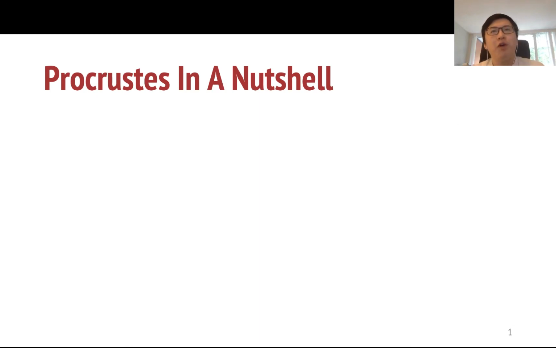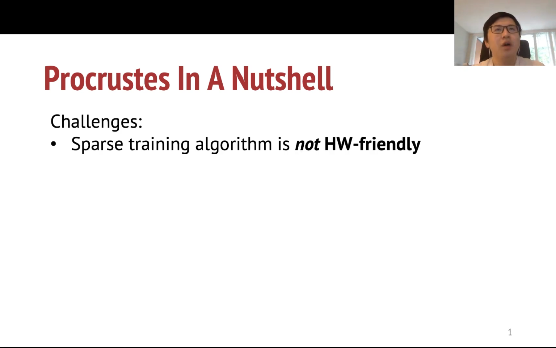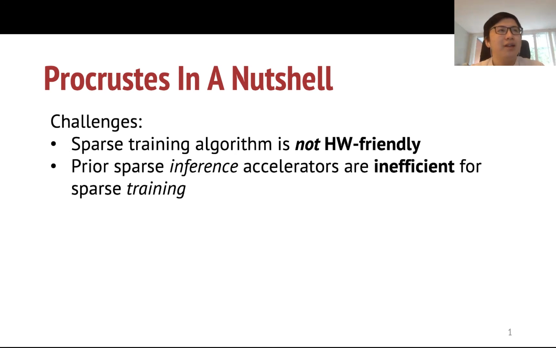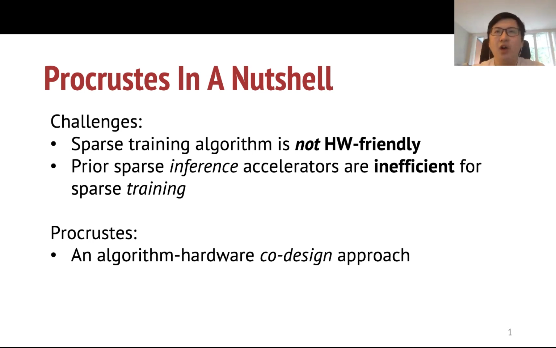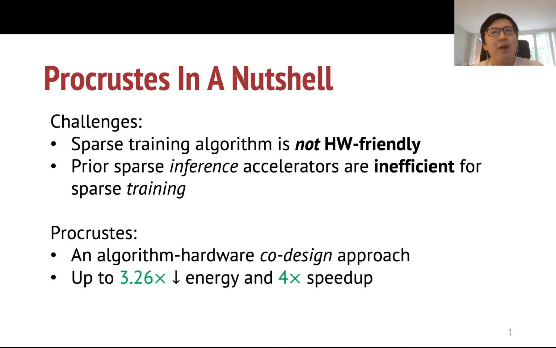In short, we perform hardware acceleration for sparse training. But we face two challenges. One is that sparse training algorithms are not hardware friendly, and the other, prior sparse inference accelerators are inefficient for sparse training. To address the challenges, we take an algorithm hardware co-design approach and achieve up to 3.26x less energy and offer up to 4x speedup across a range of models, while pruning weights by an order of magnitude and maintaining the unpruned accuracy.